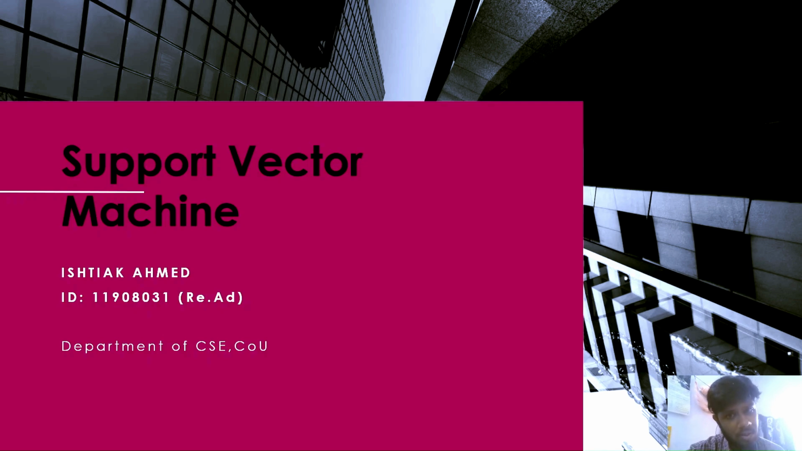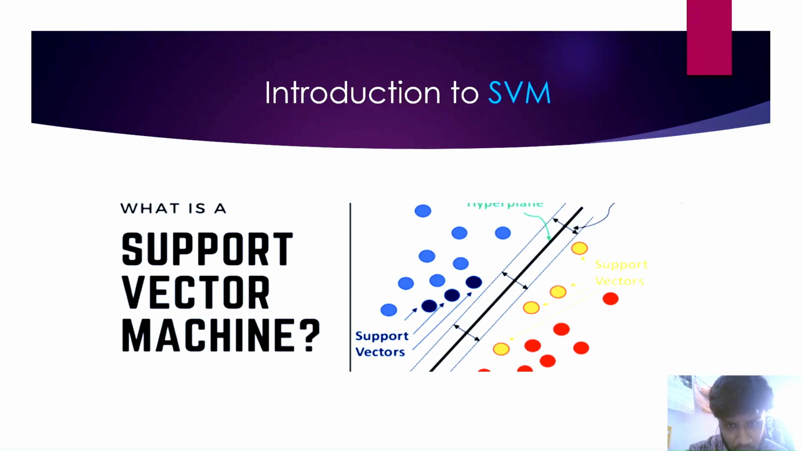Now I will present my topics in detail. So what is support vector machine? It is a supervised learning algorithm which is used for classification and regression tasks. It works by finding the optimal hyperplane that separates the data into two or many different classes.